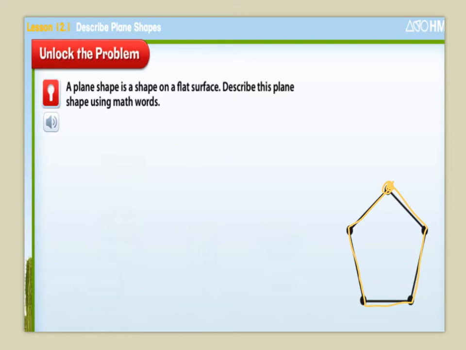Also, is this a two-dimensional shape or three-dimensional shape? This shape is only two-dimensional. It is only two-dimensional because we have a length and we have a height. We could also describe this shape as having 5 line segments. Here's 1, 2, 3, 4, and 5.